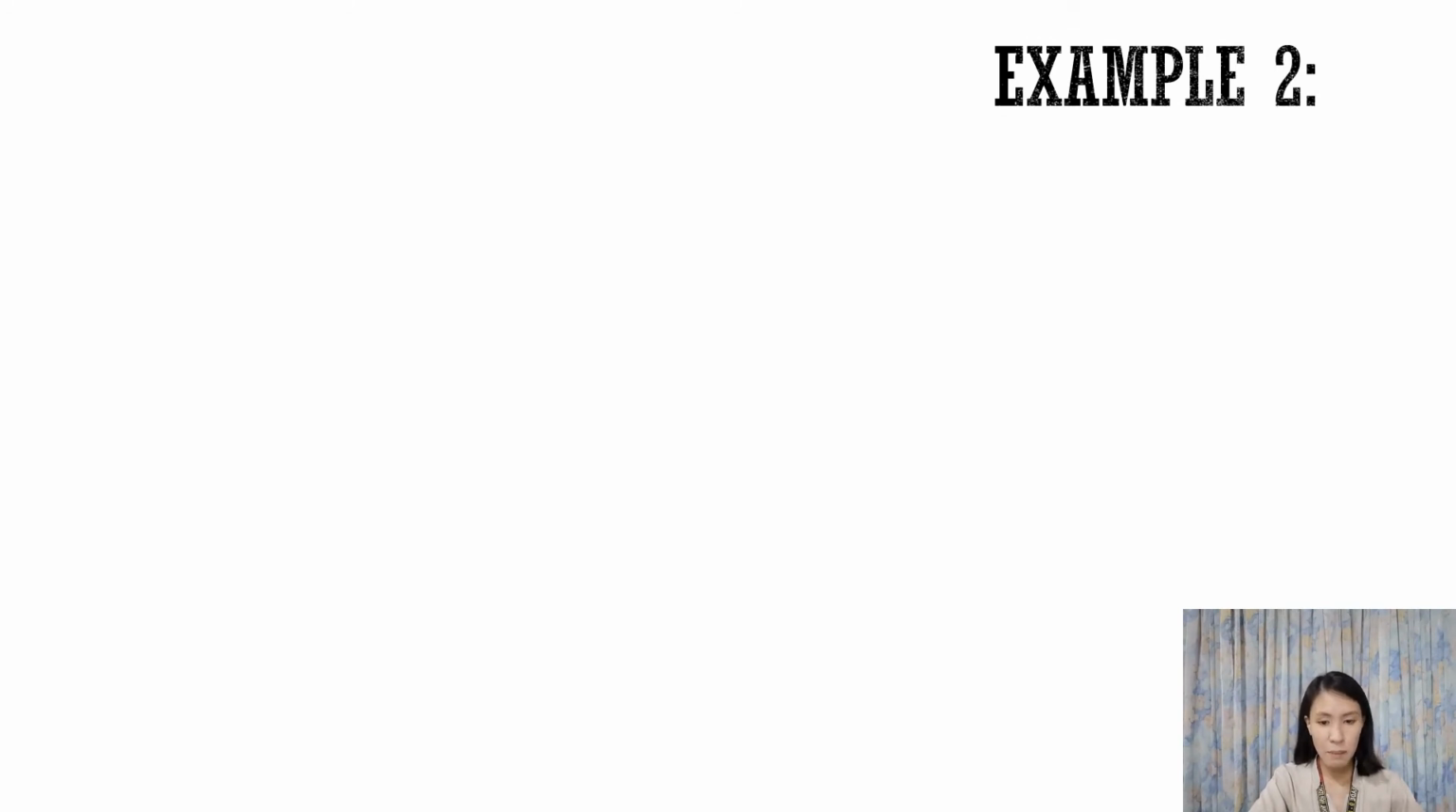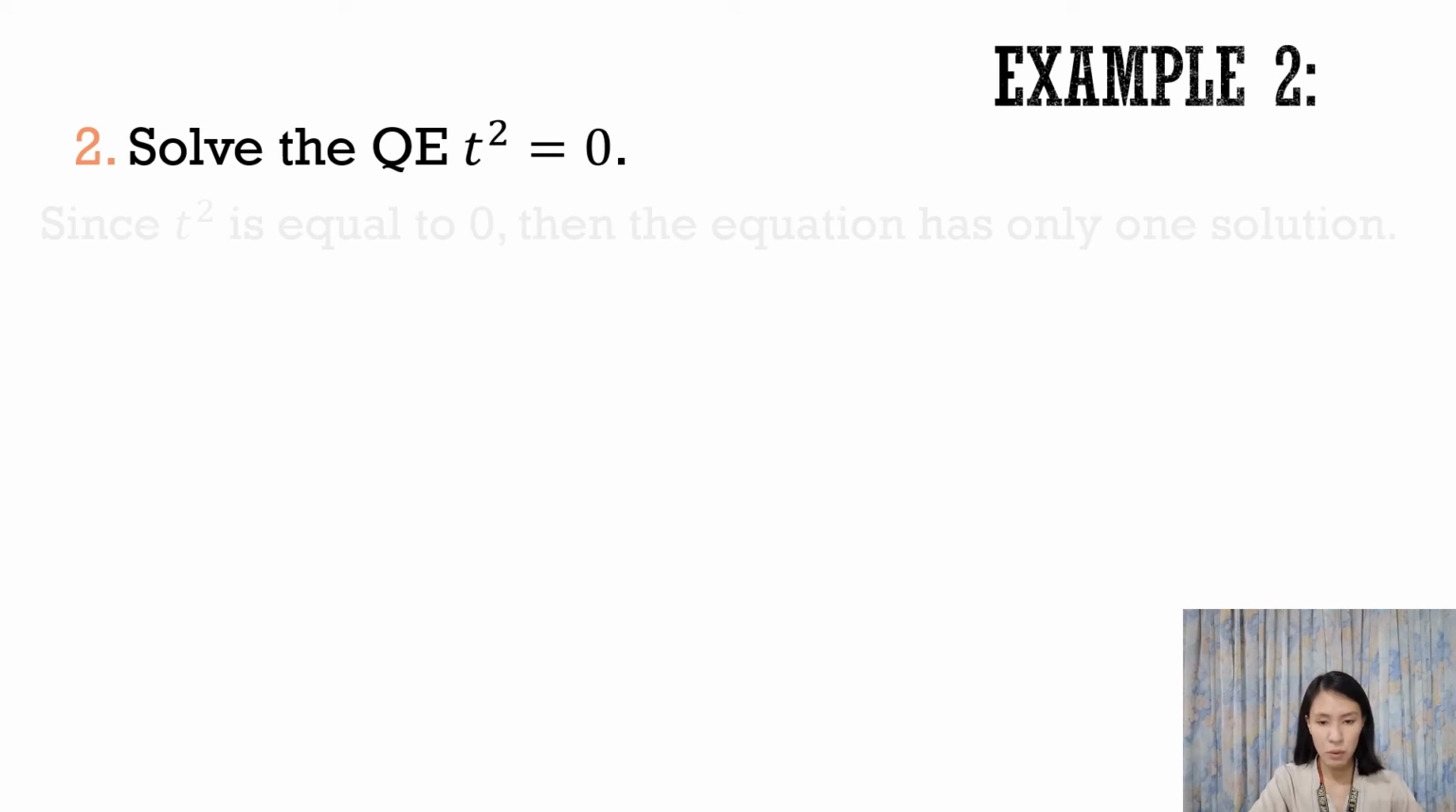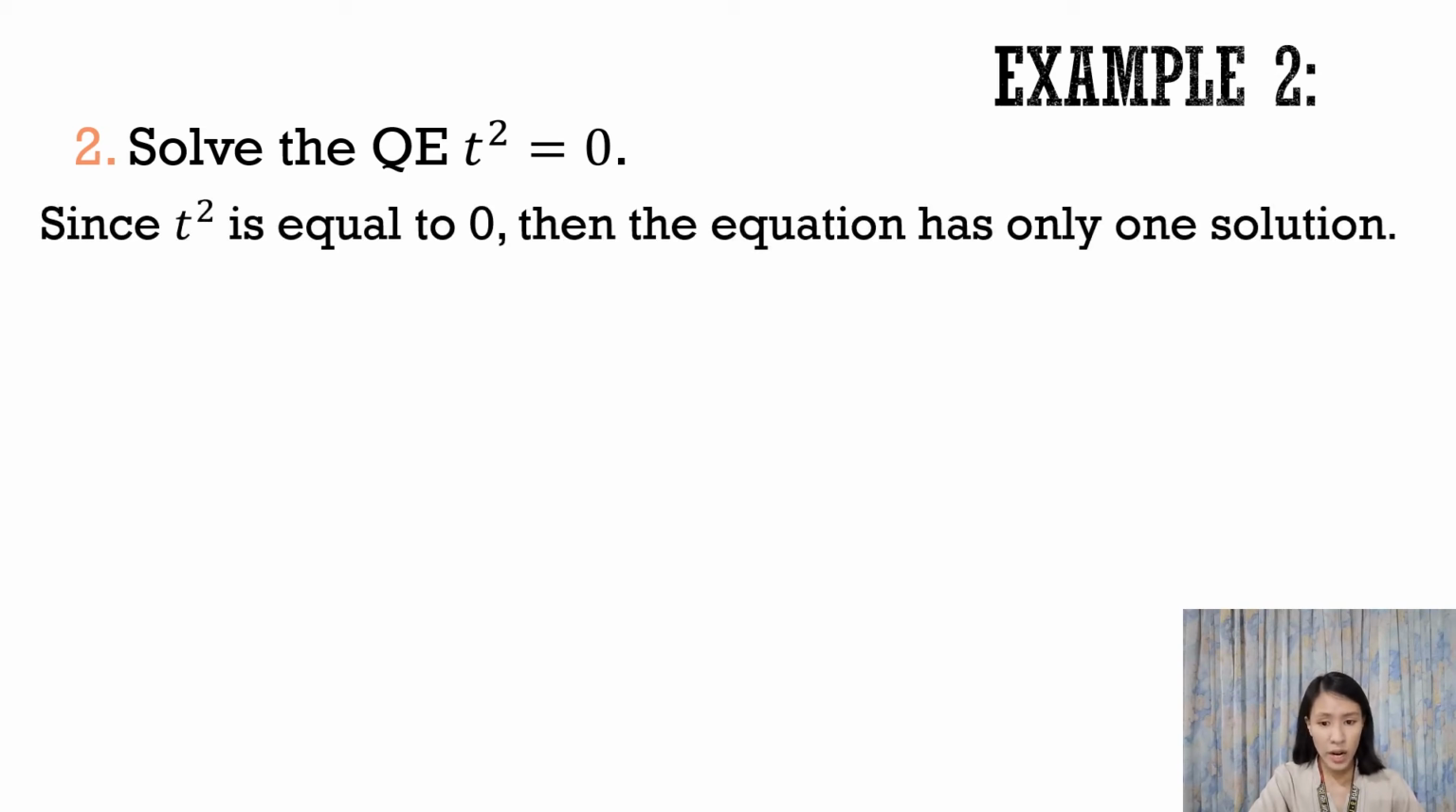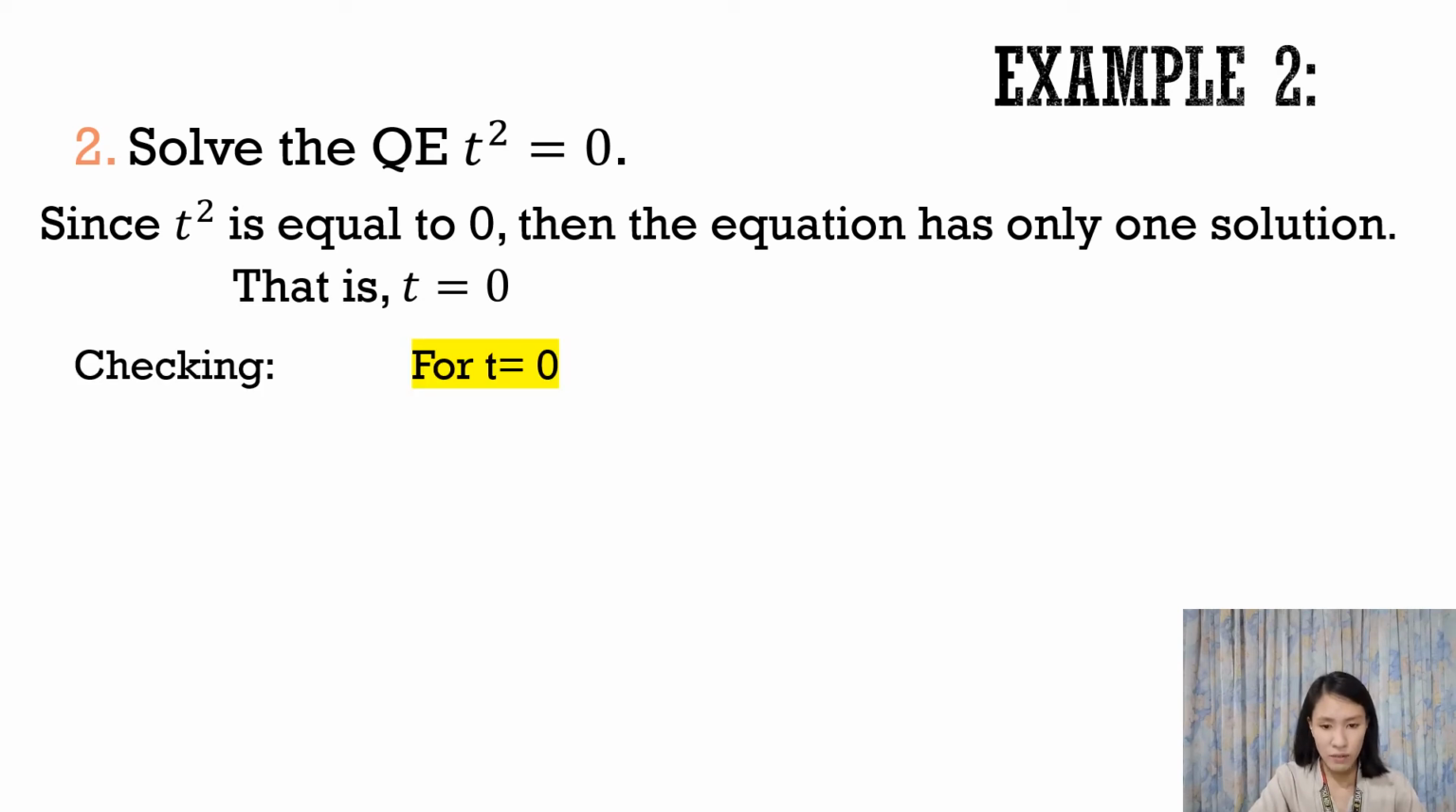Now let us have example number 2. Solve the quadratic equation t squared is equal to 0. Since t squared is equal to 0, the equation has only one solution. This is based on property number 2, which states that if k is equal to 0, then the given quadratic equation has only one solution, and that is t is equal to 0. To check our answer, let us substitute the value of our t into the given equation t squared is equal to 0.